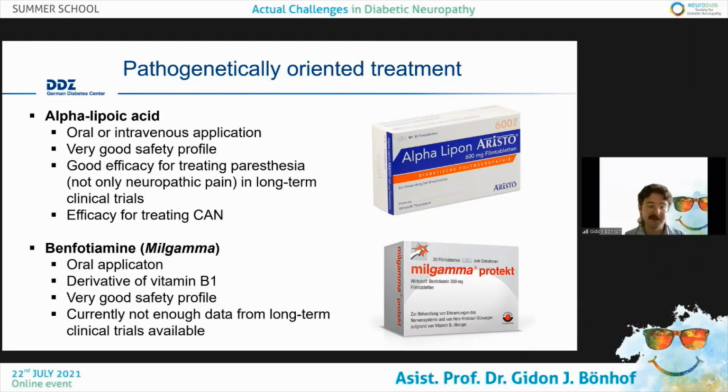Benfotiamine has a very good safety profile too, and there are several short-term studies that demonstrated beneficial effects on matters of neuropathy, not only diabetic neuropathy, but primarily on neuropathies due to vitamin B1 deficiency, for example, after alcohol abuse.